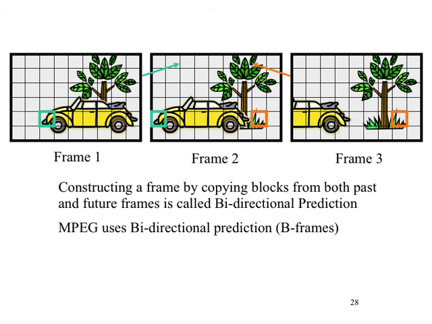So MPEG uses that scheme. It's called bidirectional prediction, and has B frames, they're called. And they're constructed by using blocks from both past and future frames.